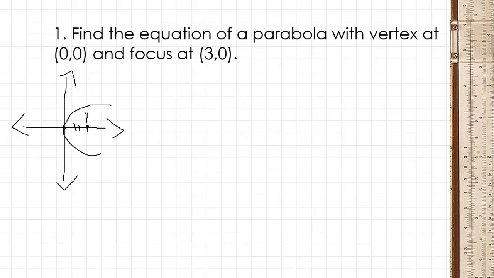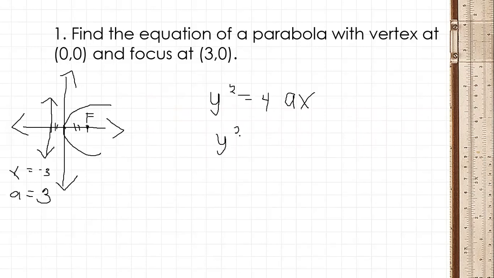This is the focus. From the vertex, how many steps to be at the focus? 1, 2, 3, meaning 3 backwards also to be at the directrix. So our directrix is at x equals -3. How many steps did we make? 3. So our a is 3. And then the opening is to the right. So y squared is equal to 4ax.